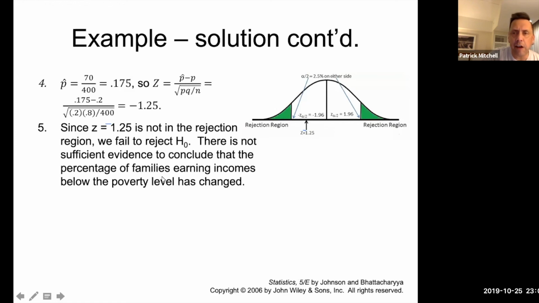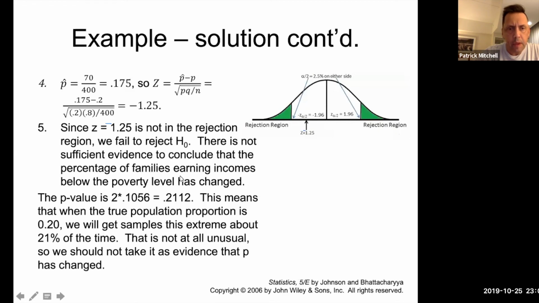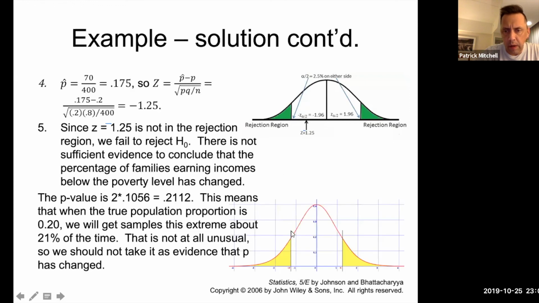And then they suggest also calculating the p-value just for extra support for that conclusion. All right, so the p-value is going to be 2 times 0.1056, which comes out to 0.2112. Let me just show you how I got that.